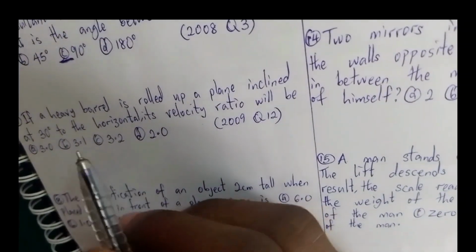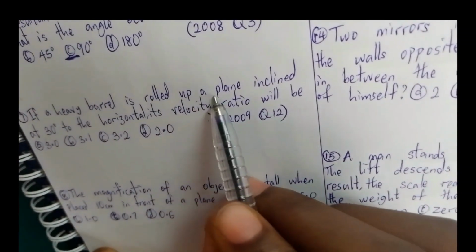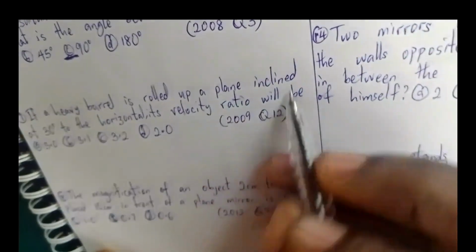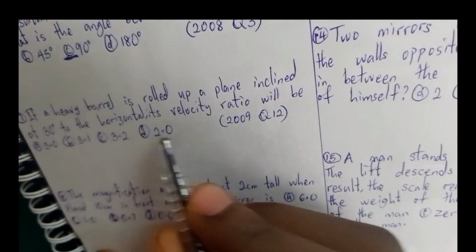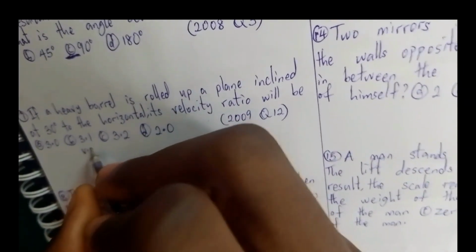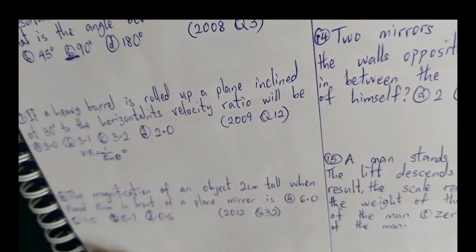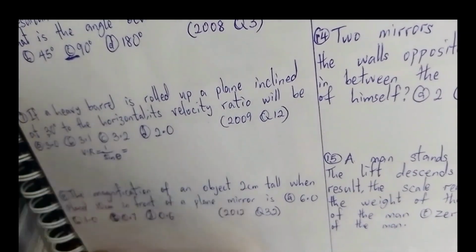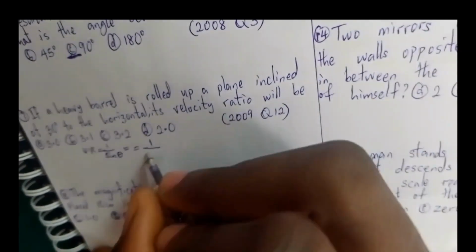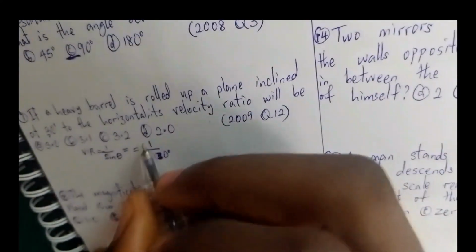The next question here: if a heavy barrel is rolled up a plane inclined at 30 degrees to the horizontal, its velocity ratio will be dash. We already know that the velocity ratio of an inclined plane equals 1 over sine theta, right? So that's the formula. But in this case, anytime you are given 30 degrees, do you need to solve anything? No. Sine 30 is 0.5, so 1 over sine 30 degrees, if you press your calculator, you are going to get 2.